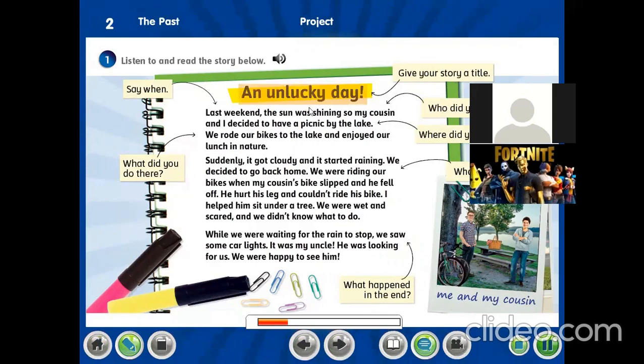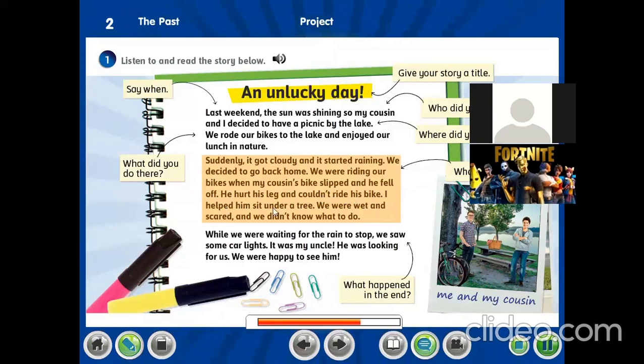An unlucky day. Last weekend, the sun was shining, so my cousin and I decided to have a picnic by the lake. We rode our bikes to the lake and enjoyed our lunch in nature. Suddenly, it got cloudy and it started raining. We decided to go back home. We were riding our bikes when my cousin's bike slipped and he fell off. He hurt his leg and couldn't ride his bike.